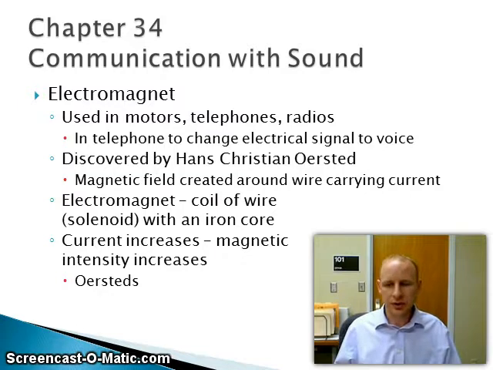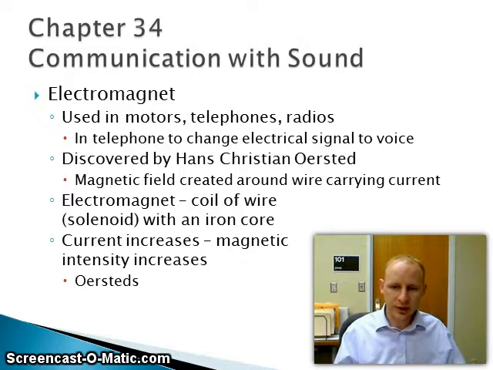wire carrying current. So we had the invention of electricity and the understanding of electrons traveling through a wire, creating a current. But then Mr. Ørsted found that as electrons were traveling through a conductor, a wire, a magnetic field was created, thus leading to the development of the electromagnet. And the electromagnet is simply a coil of wire with an iron core. That coil of wire is called the solenoid, with an iron core.